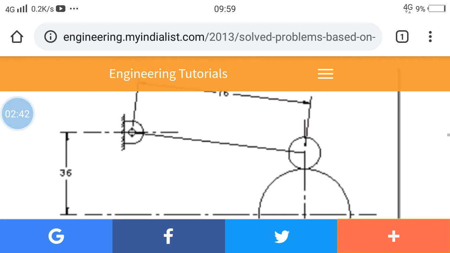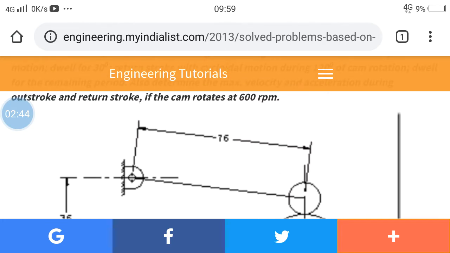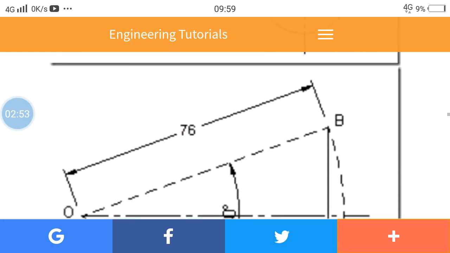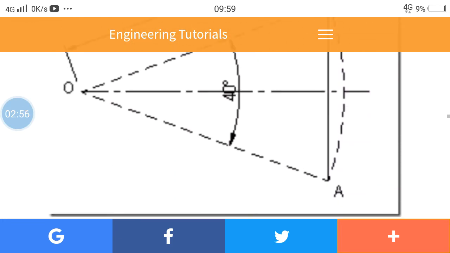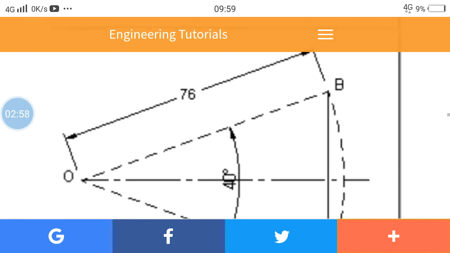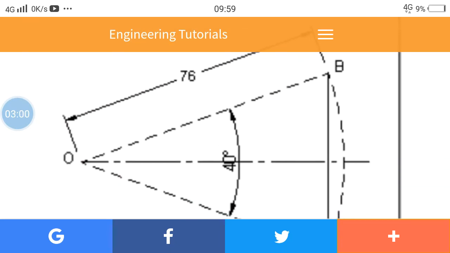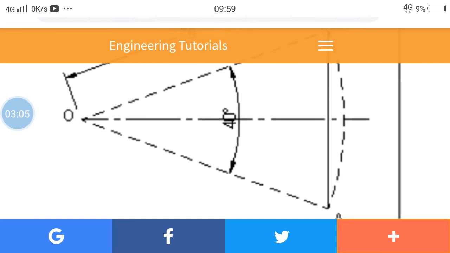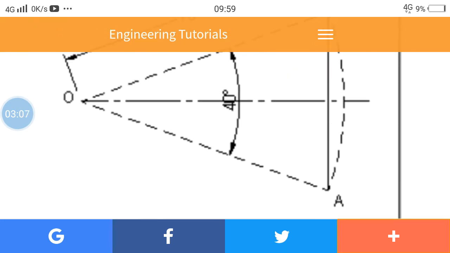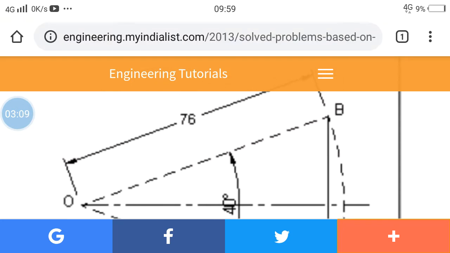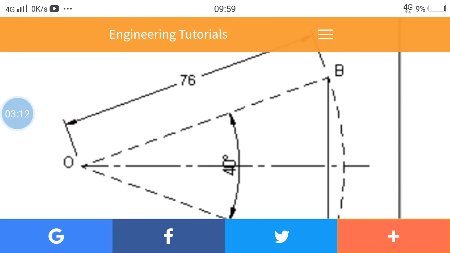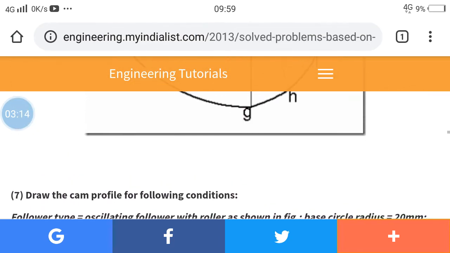The 76 mm given is the follower mechanism with roller, and it will oscillate 40 degrees. This is the 40 degree oscillating motion, like a wiper in a car. Fixed from the fixed point O, it will oscillate. A is the starting point and B is the ending point. This maximum oscillation is 40 degrees, as mentioned in the problem.